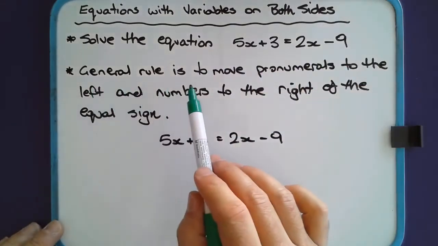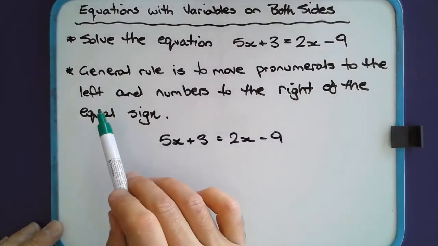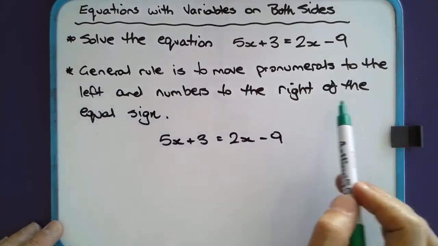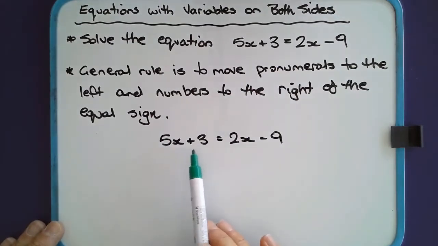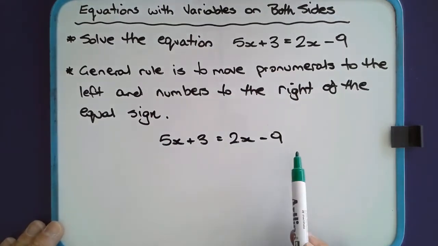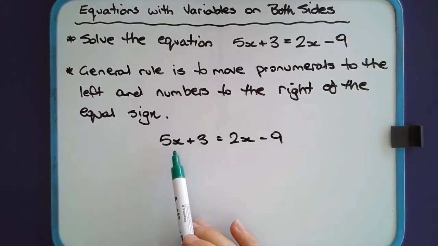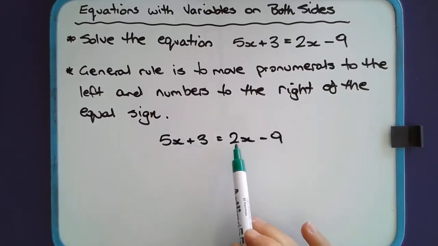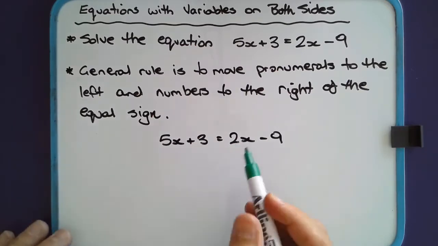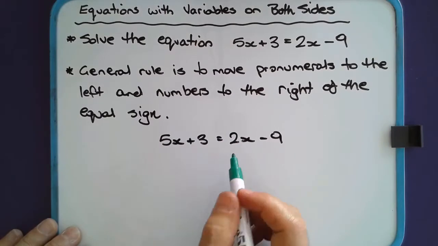So the general rule is that we move pronumerals to the left and numbers to the right of the equal sign. So let's go to our original example. We've got 5x plus 3 equals 2x minus 9. Now the 5x is in the right place. We don't have to do anything with that. The negative 9 is also in the correct place. It's on the right-hand side. But the positive 3 and the positive 2x are on the wrong side. So we actually need to switch these over.